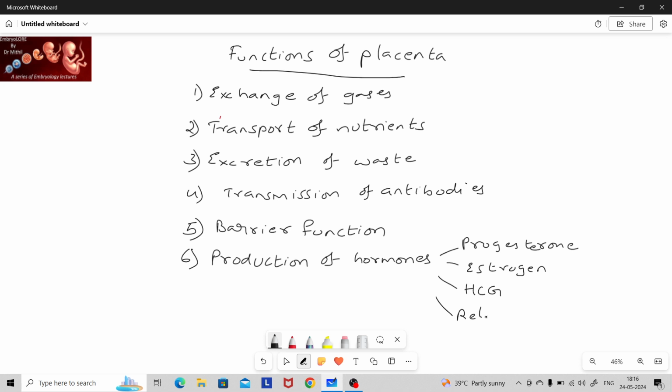which relaxes the uterine ligaments or pelvic ligaments and widens the cervix to facilitate the parturition. And then the storage function: the glycogen, calcium, and iron in the early months of the pregnancy. So these are all the functions of the placenta.